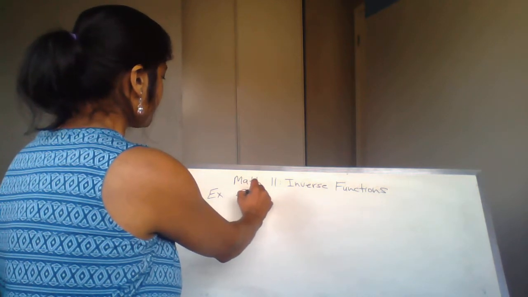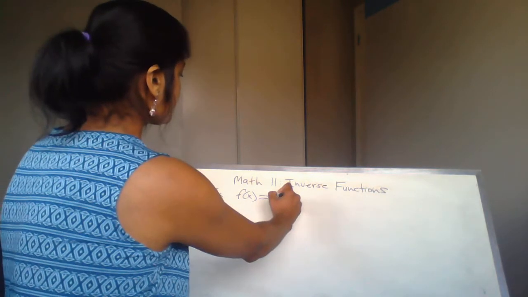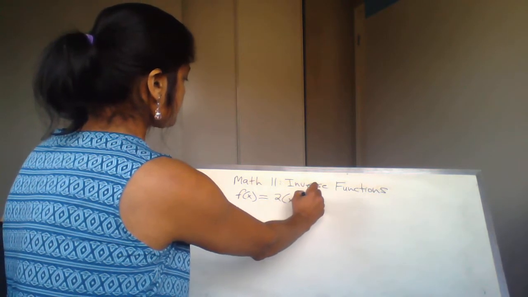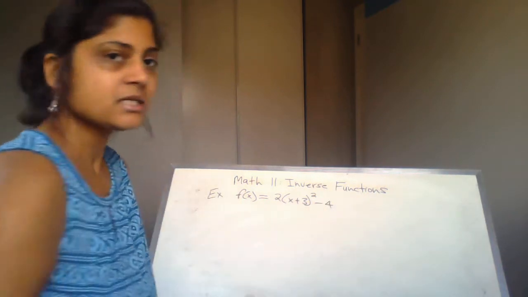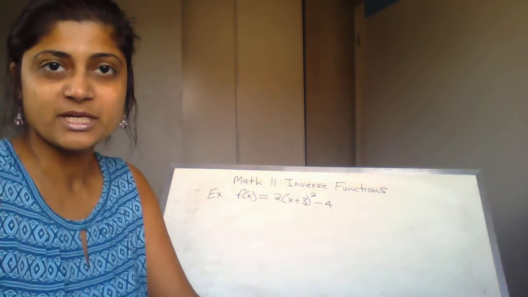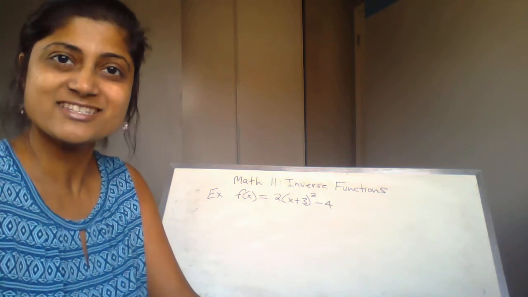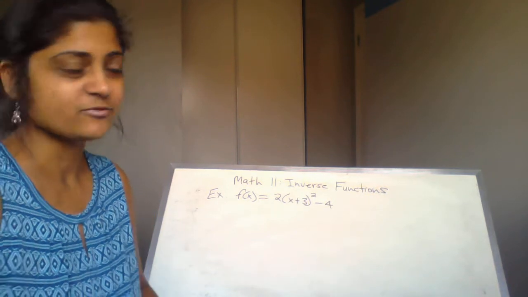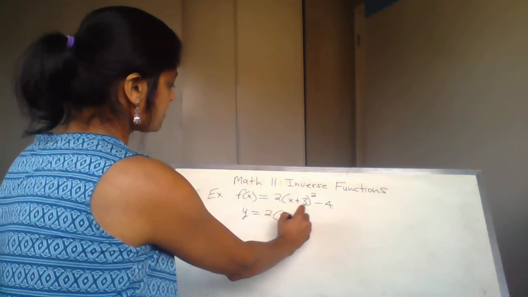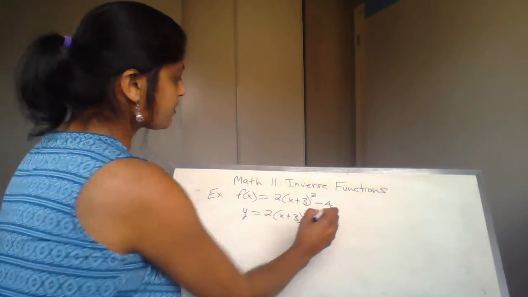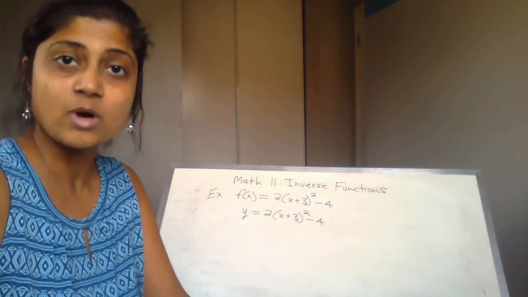Okay, so again, f of x just means that basically this equation is a function. So we're going to try 2 times (x plus 3) squared, minus 4. All right. And so what you do when you're finding the equation of the inverse function, instead of writing f of x, we're going to write y so we don't get confused. So I'm going to put y equals 2(x plus 3) squared minus 4. Okay, everyone sees that? All we did is change the f of x into y.